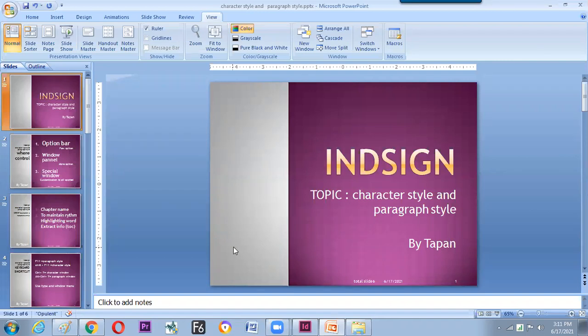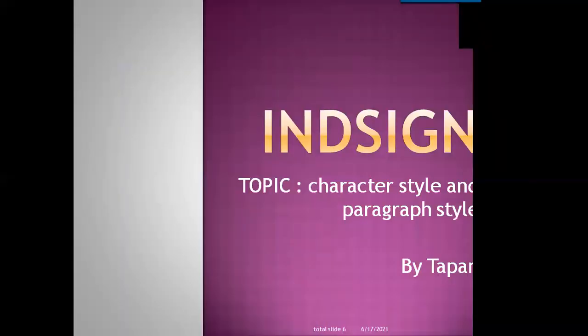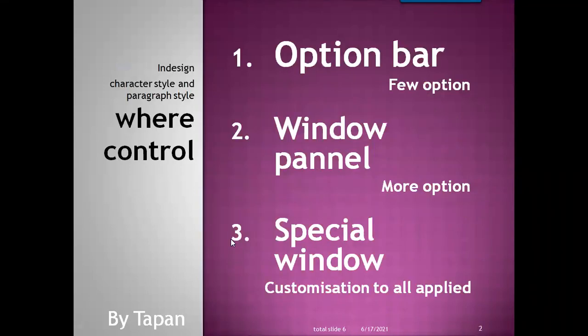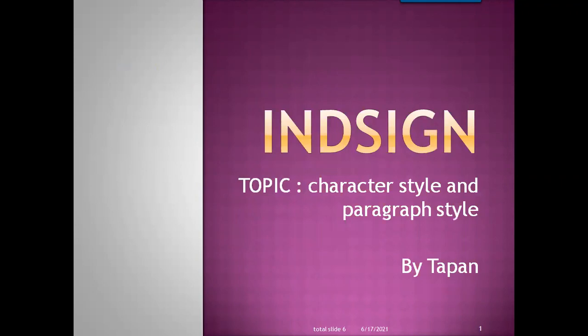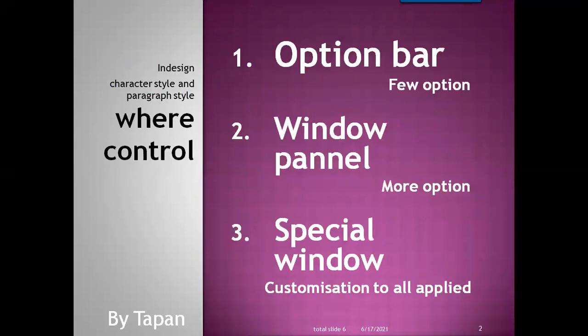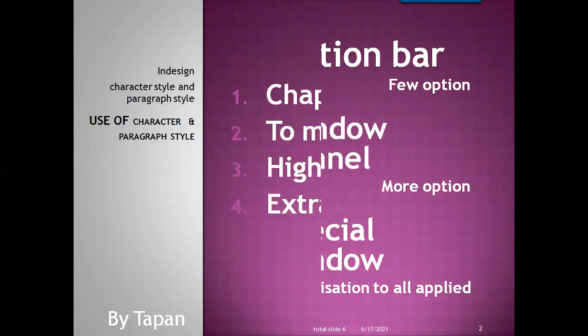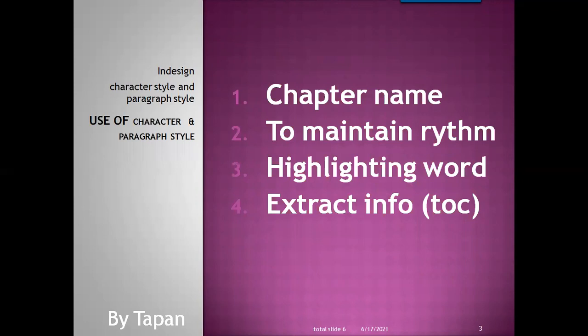So before going further into the software, let us see what we'll be covering in this one hour. We'll be dealing with character style and paragraph style, which can be found in three different places. This controller will be there. We'll learn what it is, but it is used for chapter naming and to create a regular rhythm in the whole book. Similar kinds of text materials will be used. Highlighting a particular word in all the pages is also done with character and paragraph styles.